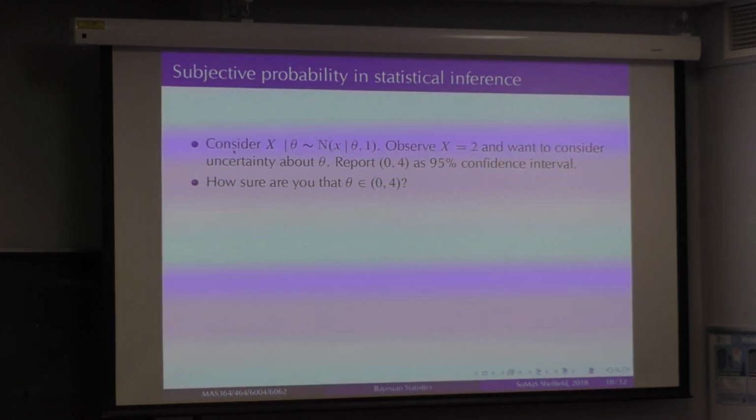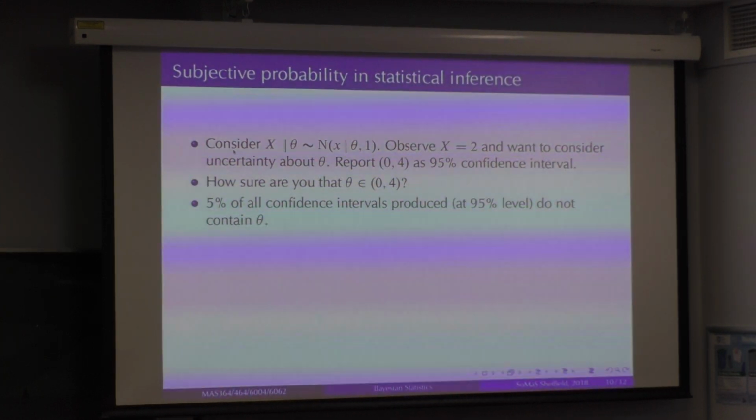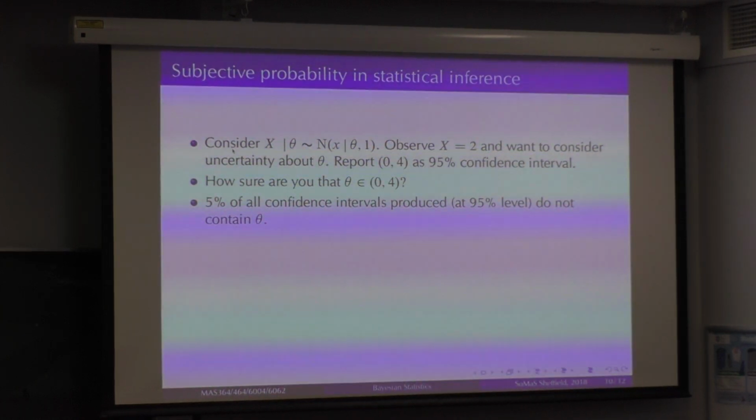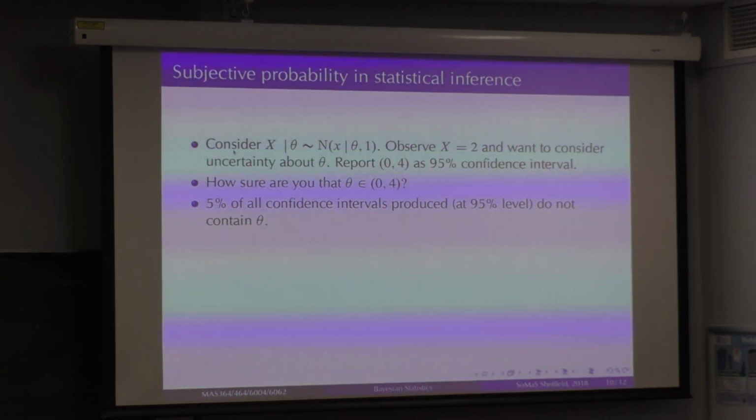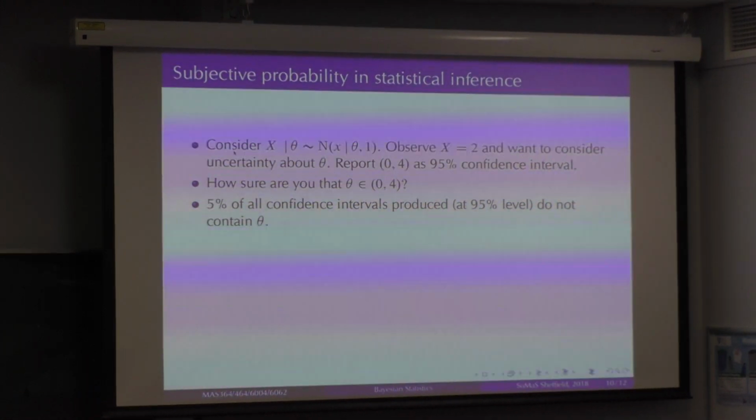Because that's what you're interested in, right? You're interested in whether theta is there or not. The frequentist interpretation of confidence intervals tells you that if you repeat this procedure a large number of times, then 95% of the intervals will contain theta, and 5% of the intervals will not contain theta. But that tells me nothing about my interval here, right? Theta either is there or not. So that is not a probability. Okay.